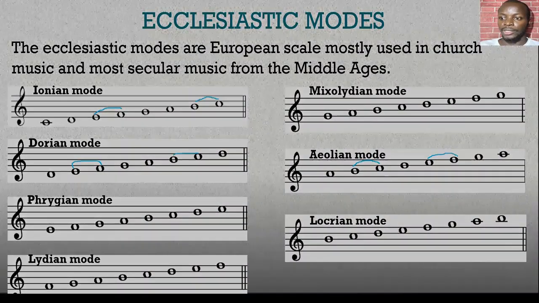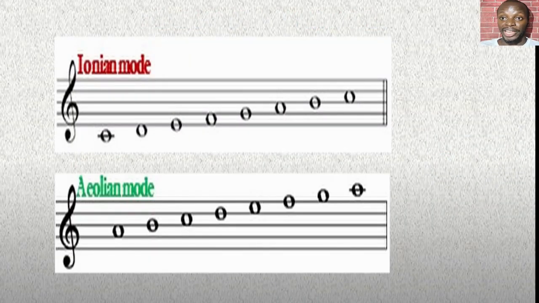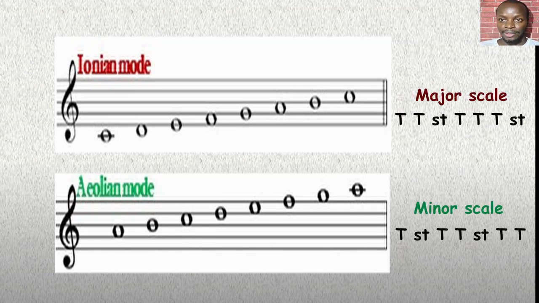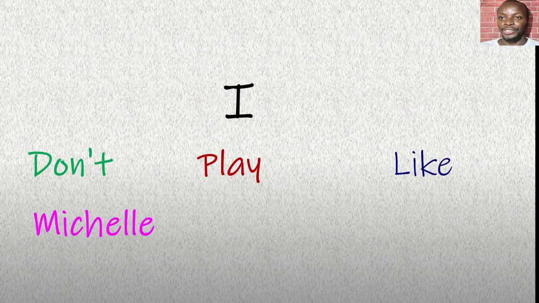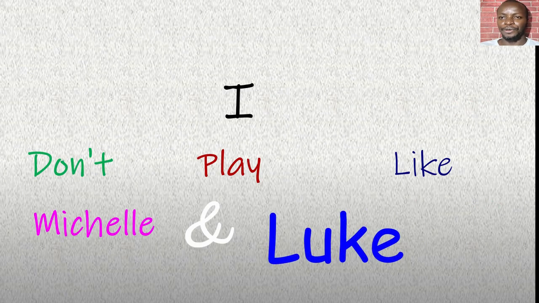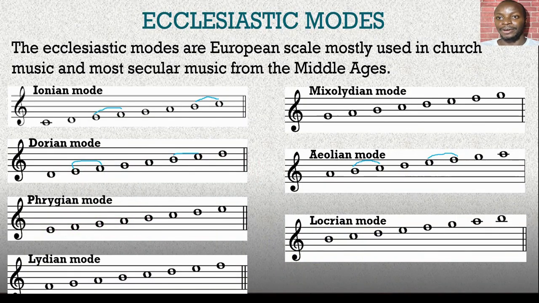We mentioned that the Ionian mode and the Aeolian mode are similar to the major and the minor scales. I don't play like Michel and Luke. So this statement will help you get the order of arrangement of the modes on every musical letter from C to B. I stands for Ionian mode.